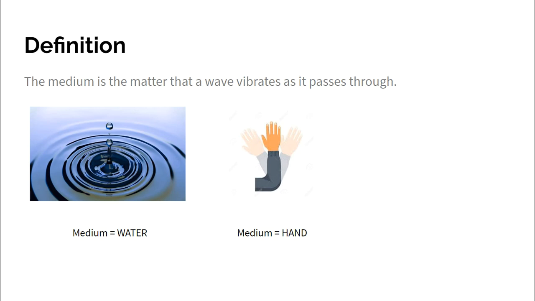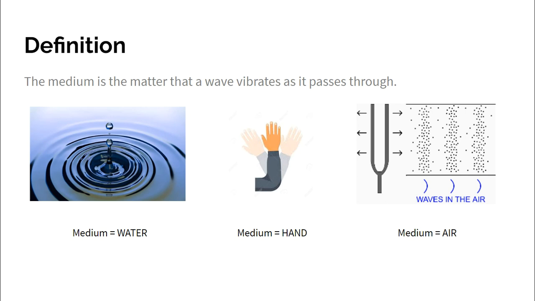When you're saying hello to someone and you are waving, your hand is going back and forth. The medium is your hand. If I made a noise in the room, think about what the sound has to go through to get to your ears. Right now, it's playing in the little speakers and the headphones, and it has to travel through a little bit of air to get to your ears. So the medium there is air.